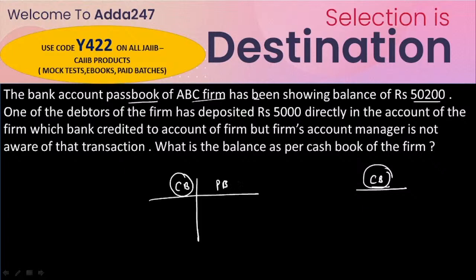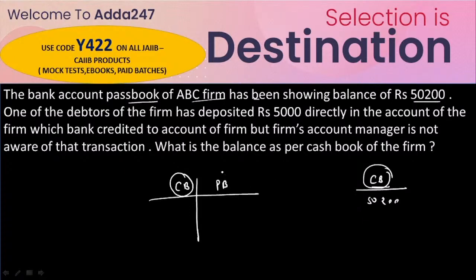Fine. The next step is, now the bank account passbook of the firm has been showing a balance of 50,200 rupees. So just write here 50,200 rupees. Suppose that if it is given like this, the bank account passbook of the ABC firm is showing a credit balance, or in terms of a loan balance, so you always write in terms of minus. But here nothing is mentioned, that means it would be a debit balance. So we write here 50,200 rupees.